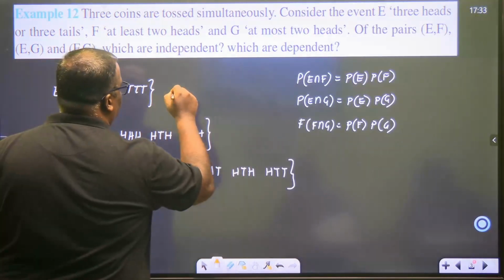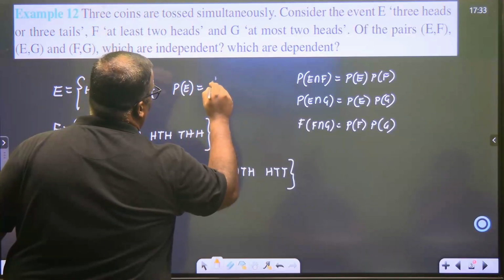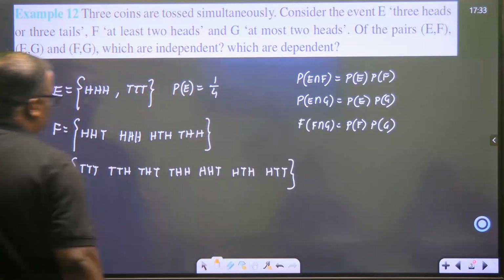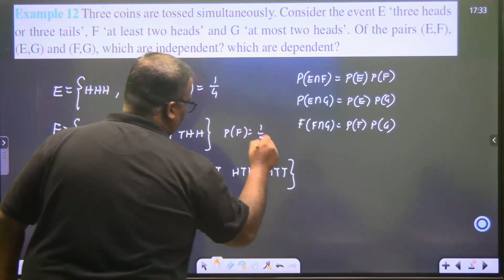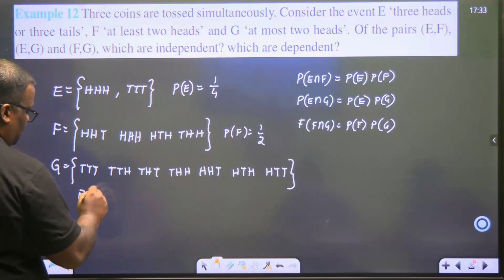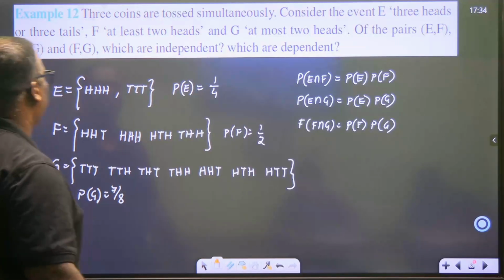PF is independent. PE should come as how much? 1 by 4. Then PF should come as how much? 1 by 2. And PG, 7 by 8. E intersection F कितना है बेटा?